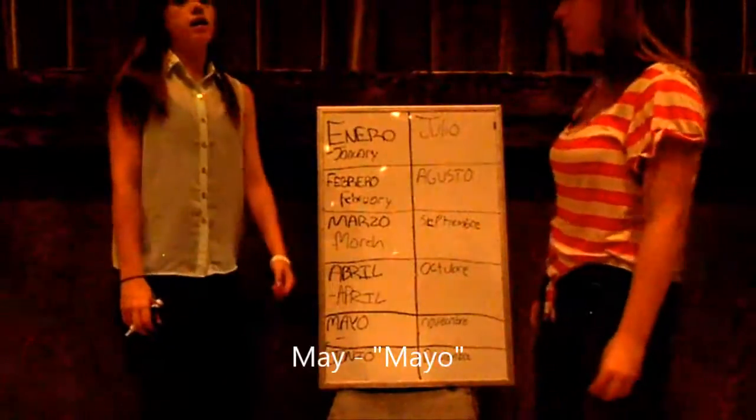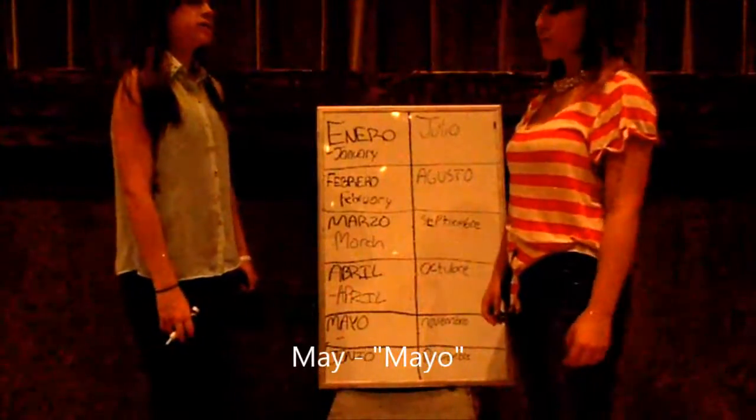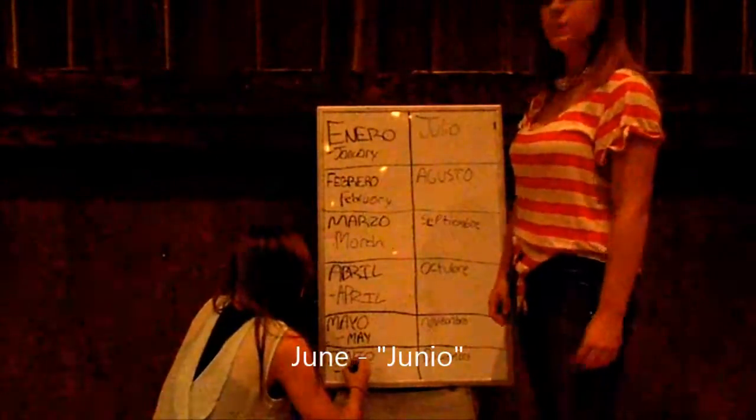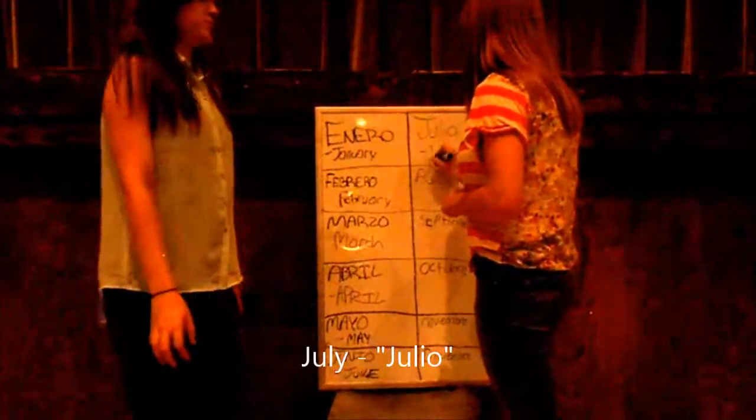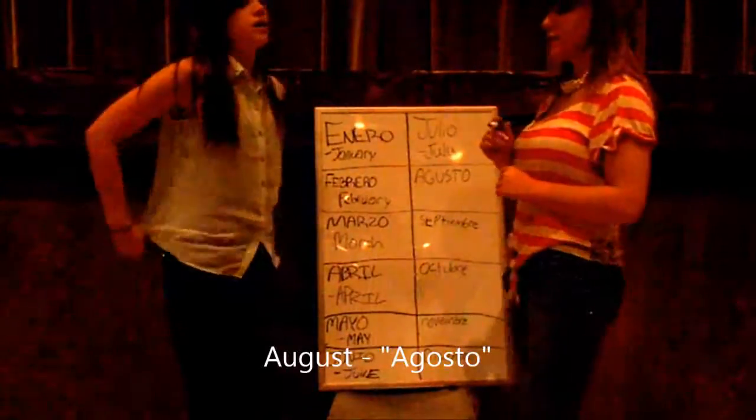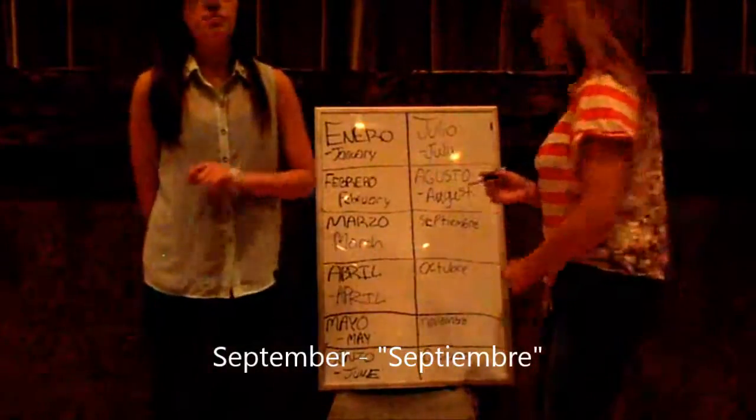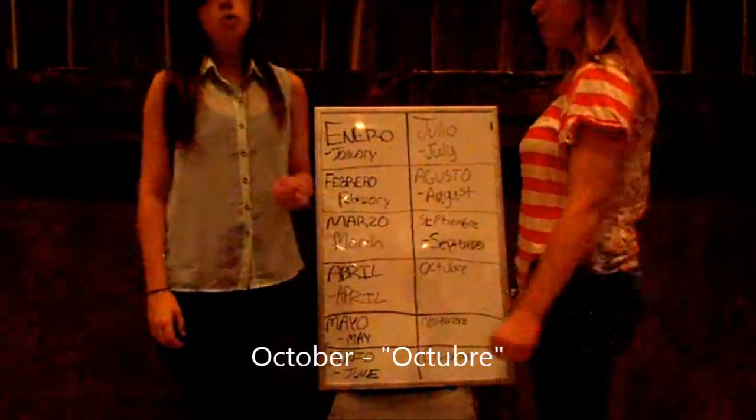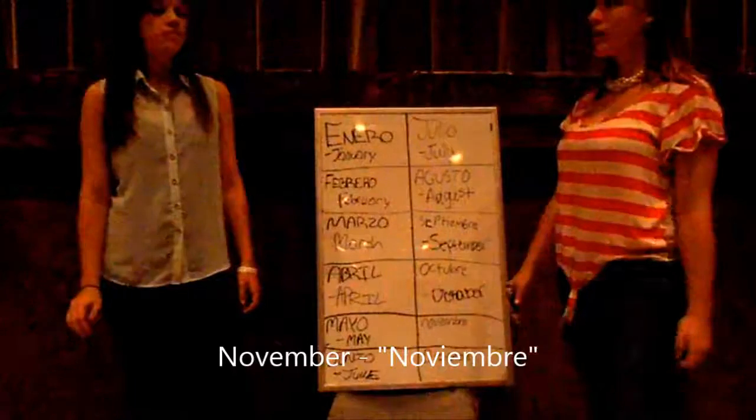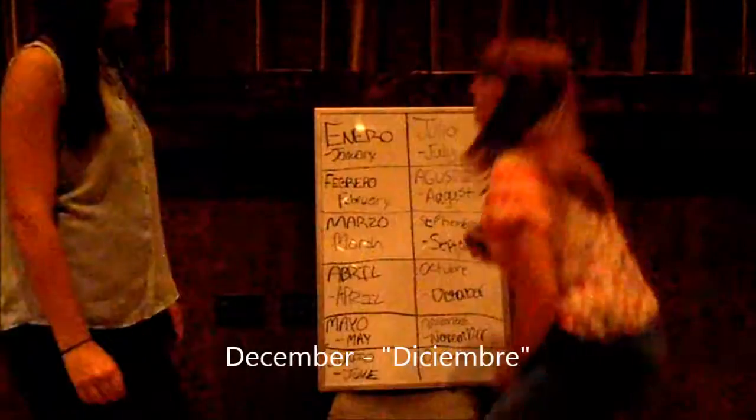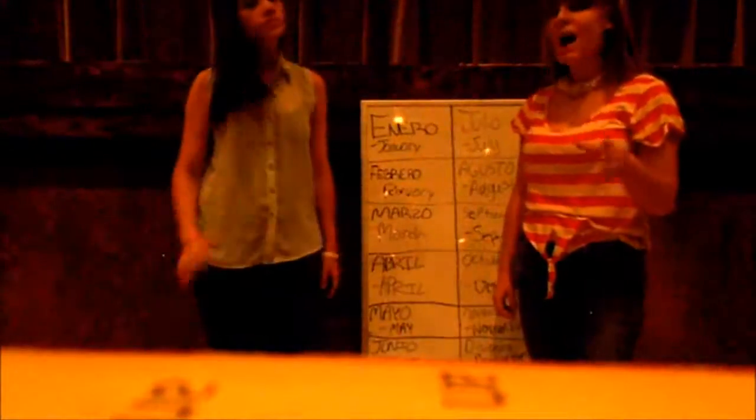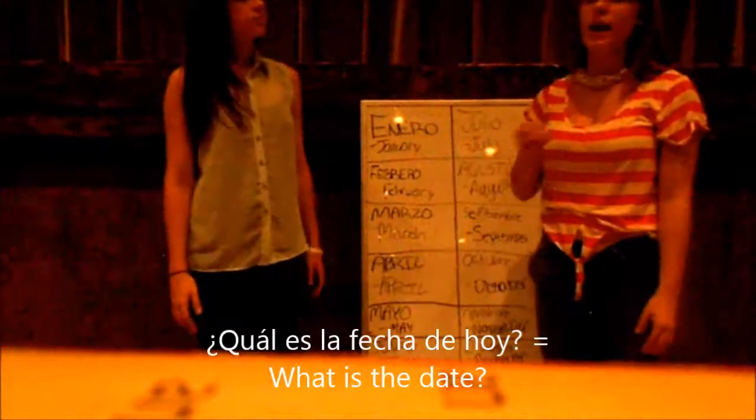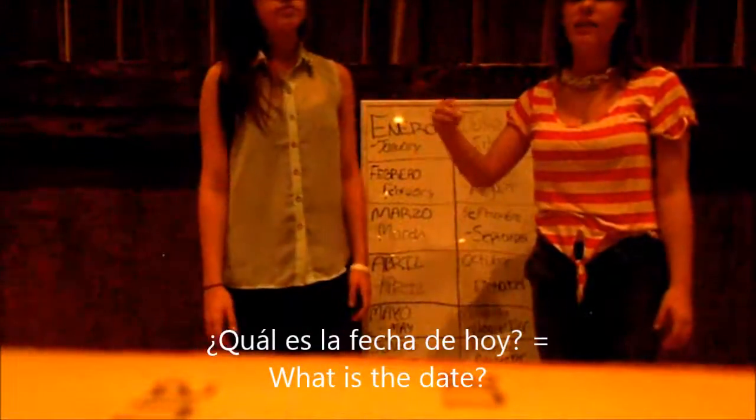abril. So, how about May? Mayo. And then June. Junio. So tell us, Lydia, how do you say July? Julio. How about August? Agosto. September, septiembre. October? Octubre. How about November? Noviembre. Last but not least, December. Diciembre.